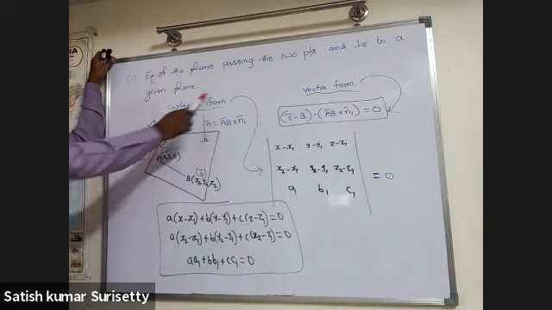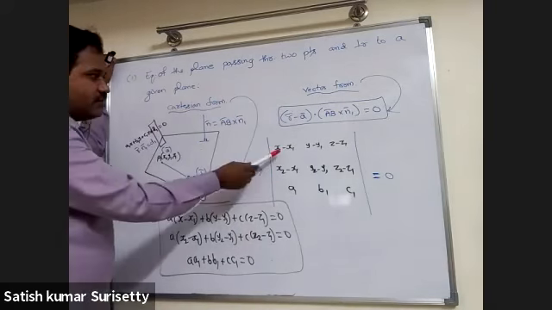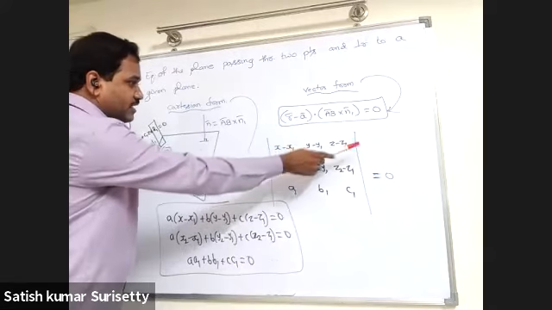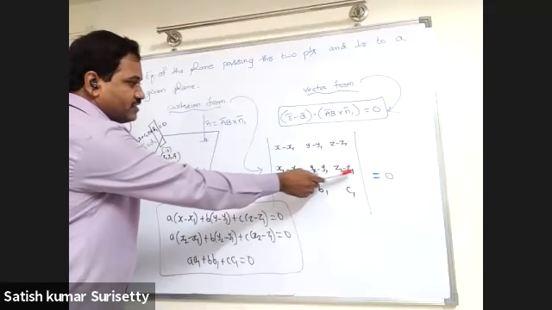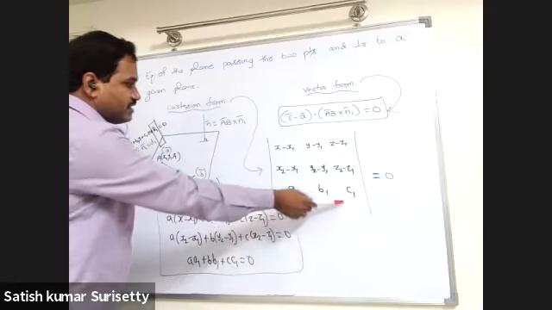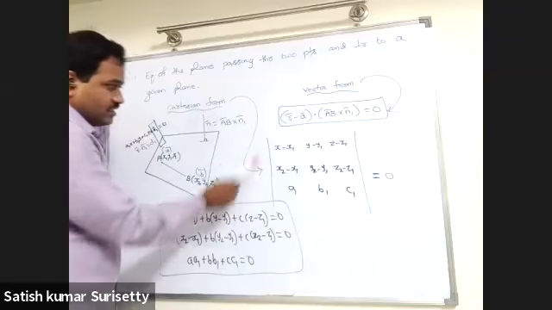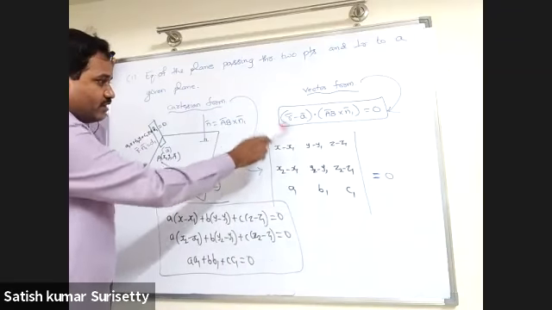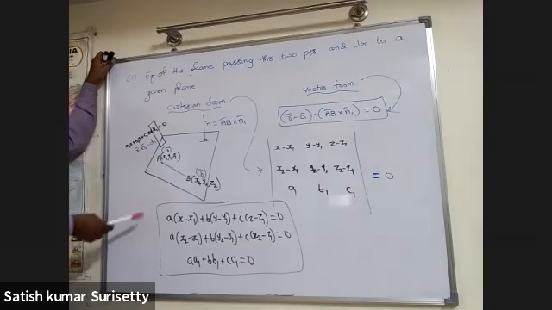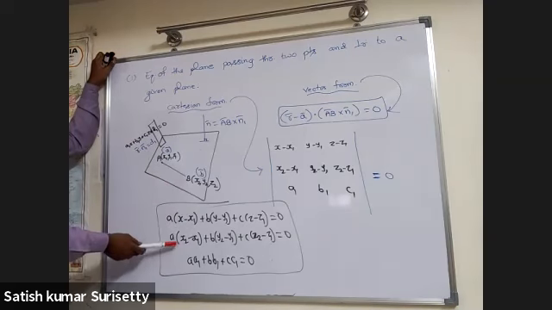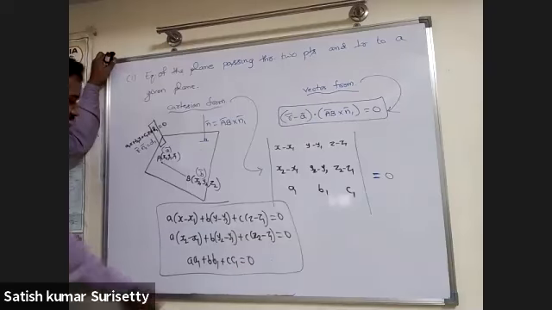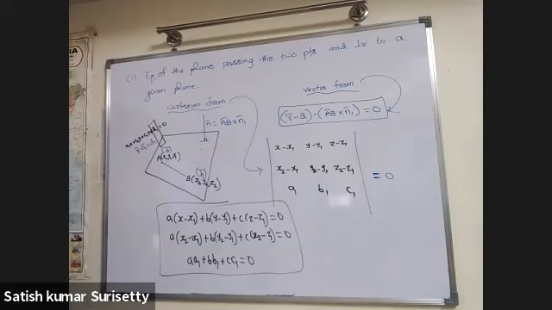Whereas in Cartesian form, the first row will be x minus x1, y minus y1, z minus z1. Second row x2 minus x1, y2 minus y1, z2 minus z1. Third row a1, b1, c1. Determinant equal to 0. This you can consider from this vector form, or you can derive by taking the equation of the plane passing through a point A and substituting the point B, and the two planes are perpendicular. So aa1 plus bb1 plus cc1 equal to 0. Solving this equation, you'll get the equation of the plane in determinant form.